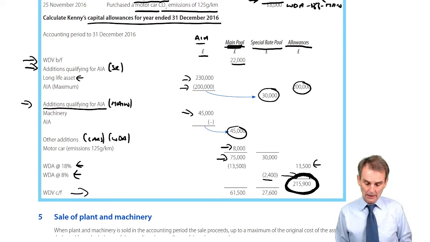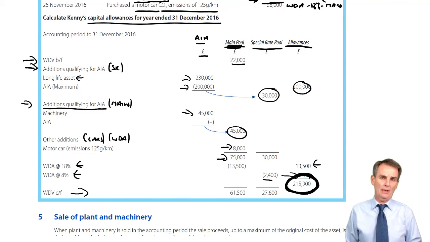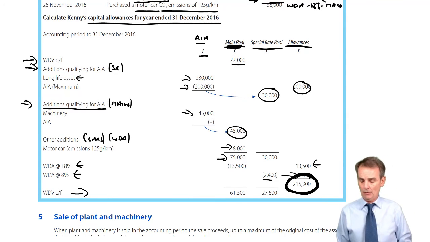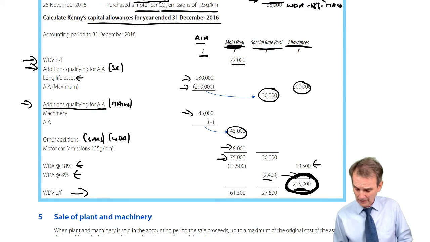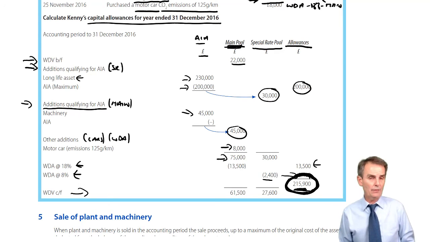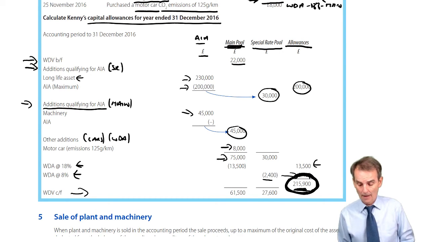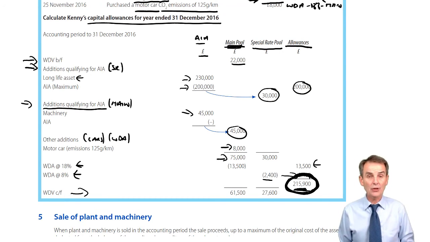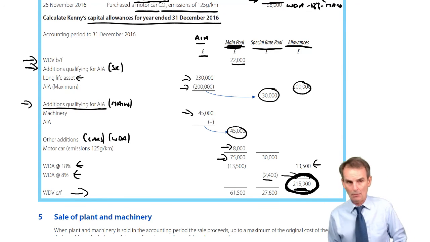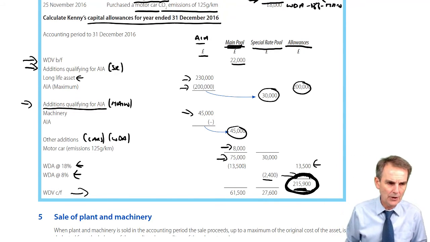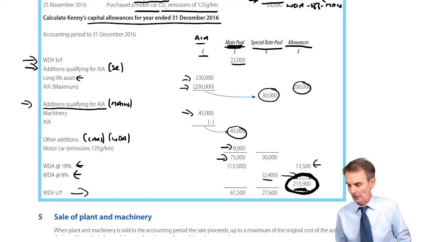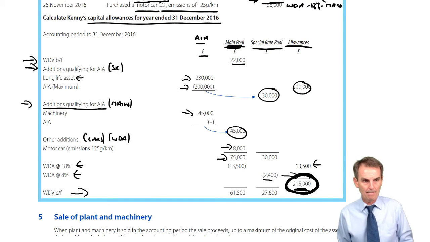What would you do here in relation to Kenny's accounting period? You'd already have computed the adjusted, let's hope, trading profit of the period. You now know that from it, you can deduct this huge figure of capital allowances of £215,900. That would be deducted in coming to the tax adjusted trading profit or loss figure.